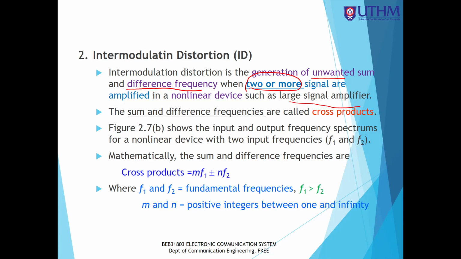Remember that for the harmonic distortion, we only have a single input. But here, for intermodulation distortion, we have at least two input signals, combined together, mixing together in a nonlinear device. So it will produce intermodulation distortions. So remember, intermodulation distortion happens when we have at least two or more input signals. The sum and difference frequencies are called the cross product.